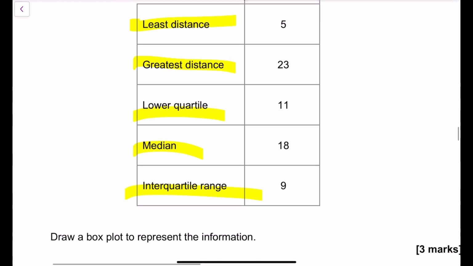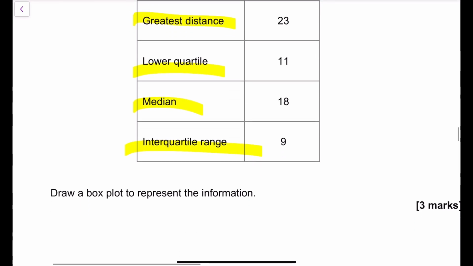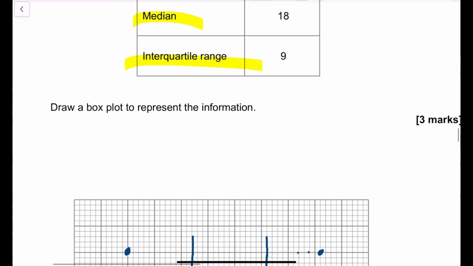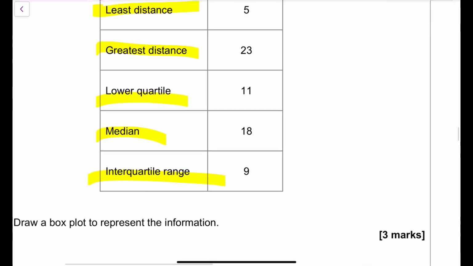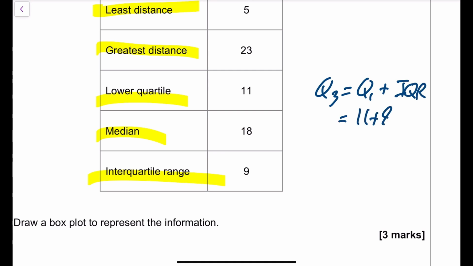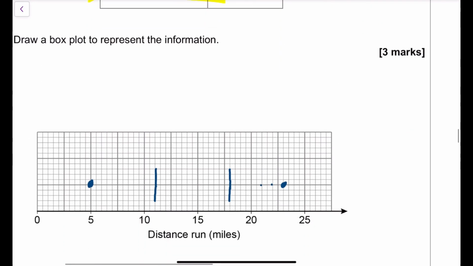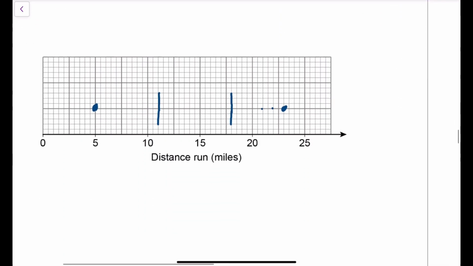And what's the last one? The upper quartile. Oh, it doesn't tell me my upper quartile. Sorry, it told me my interquartile range. The interquartile range is 9. So from this, I can work out my upper quartile Q3 is equal to my lower quartile plus my interquartile range. So it's going to be 11 plus 9. So my upper quartile is 20. So there's my upper quartile. It's 20. There you go.